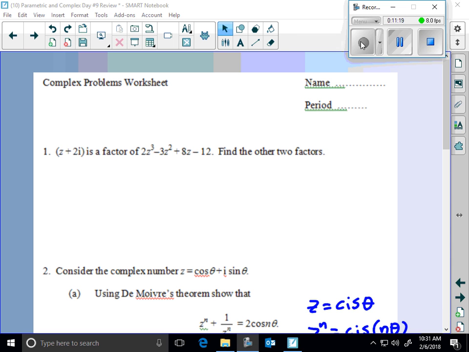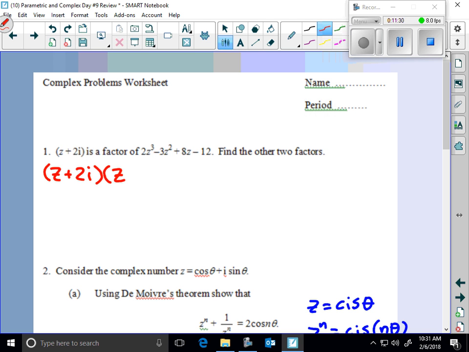But let's talk about it just for a moment. If z plus 1 is a factor, what else has to be a factor? Or z plus 2i, then z minus 2i. So I know that these two are true, right? They come in conjugates. So I know that these two have to be factors because they come in pairs, and the pairs are conjugates of each other. Okay, so that means I only have one more factor, right, to give me this polynomial right here, 2z cubed minus 3z squared plus 8z minus 12.